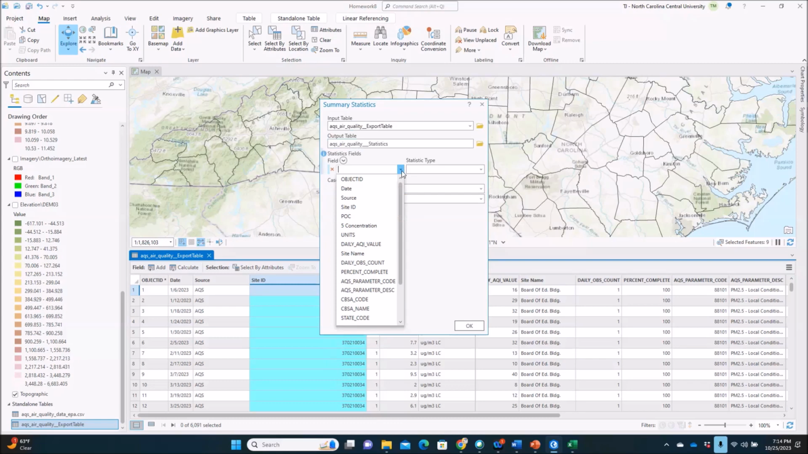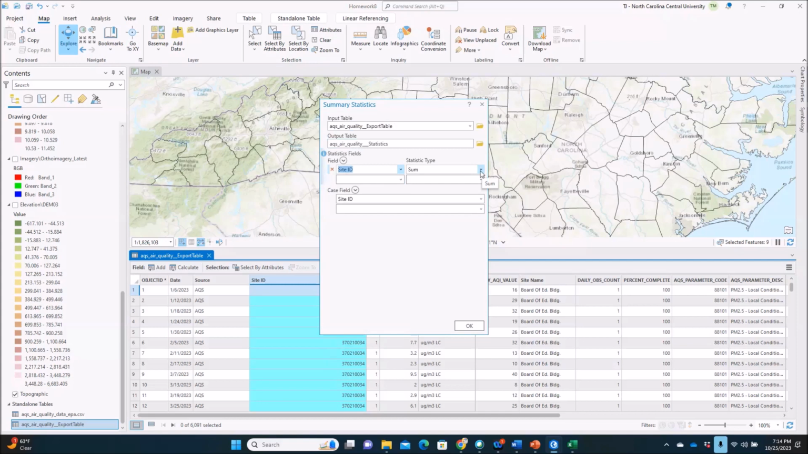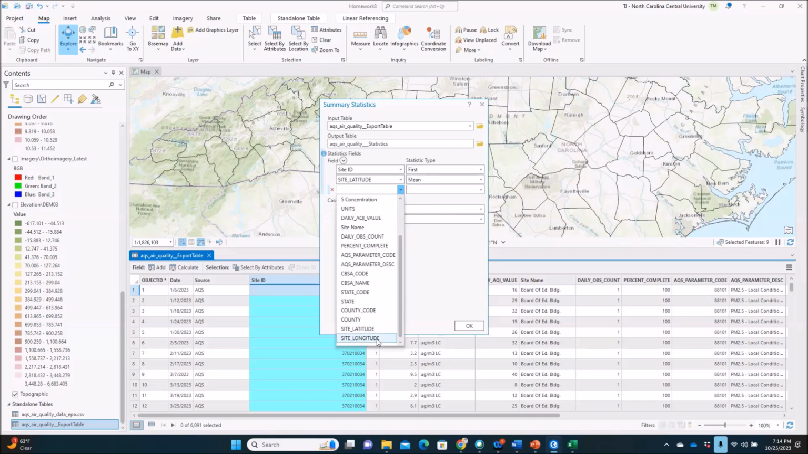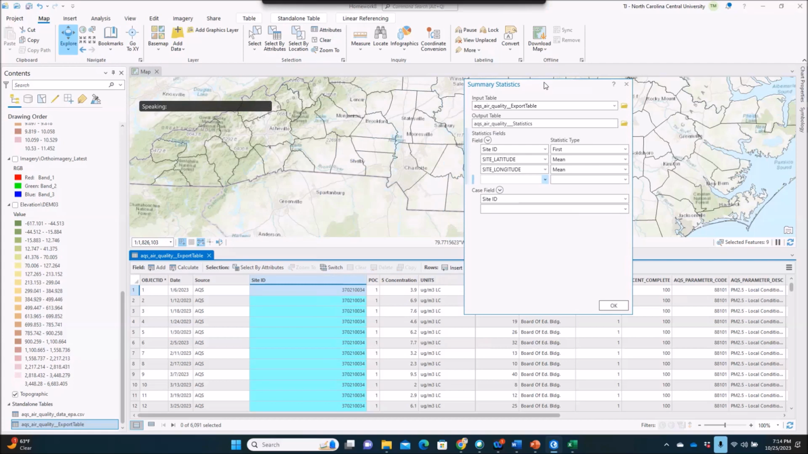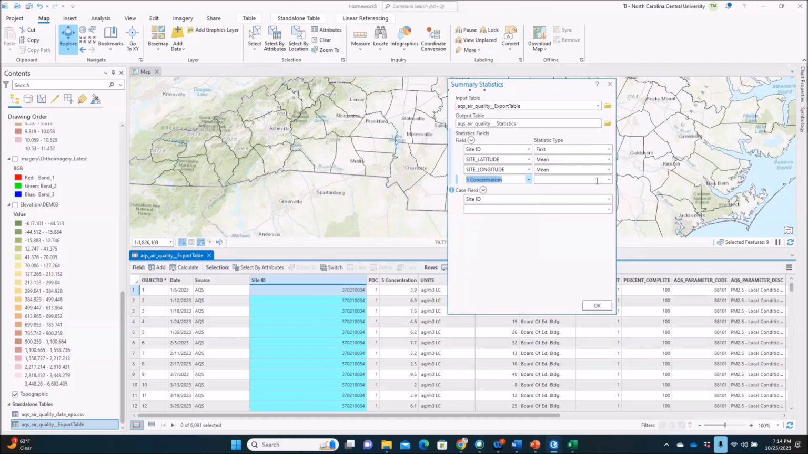And what am I going to do? I'm going to summarize it on what? Site ID. The first. Now what else am I going to do? Latitude, I'm going to take the average. Longitude, I'm going to take the mean. What's that other thing here that I have? Concentration. That's the actual value. Mean, and just for the heck of it, I'm going to take the AQI value.